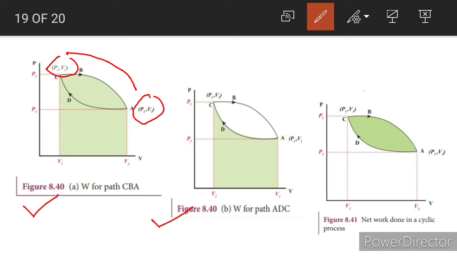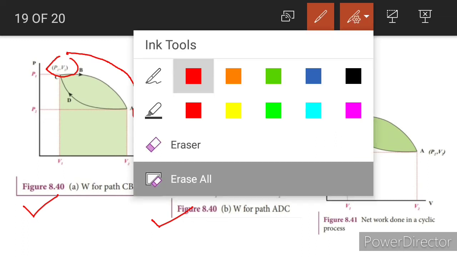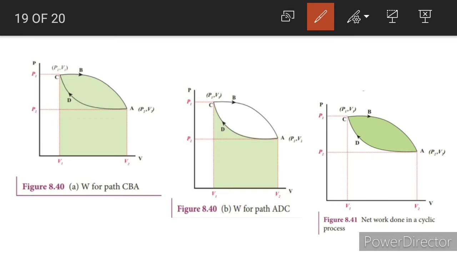And in figure B, suppose that W2 is the work done on the gas during compression from the volume V2 to V1. It is equal to the area under the curve ADC.